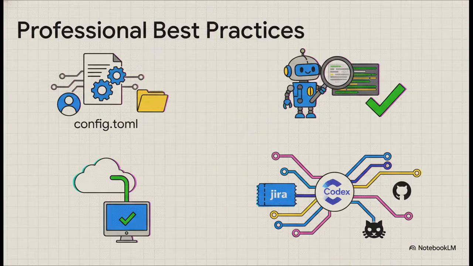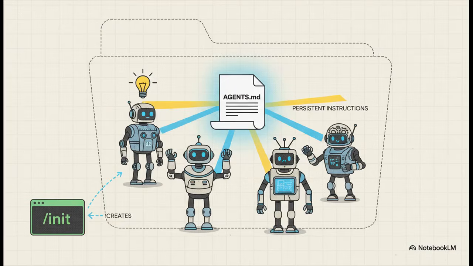So to make this whole process dependable, you have to adopt some professional best practices. You've got to use configuration files for consistent results. Set up your personal defaults globally, and then have project-specific rules right inside the repo. Always, and I mean always, have your agents write and run tests for their work. And finally, connect Codex to the tools you already use, like Jira or GitHub, using something called the Model Context Protocol, or MCP. It's just a secure way for the AI to get real-world context for the tasks it's working on.